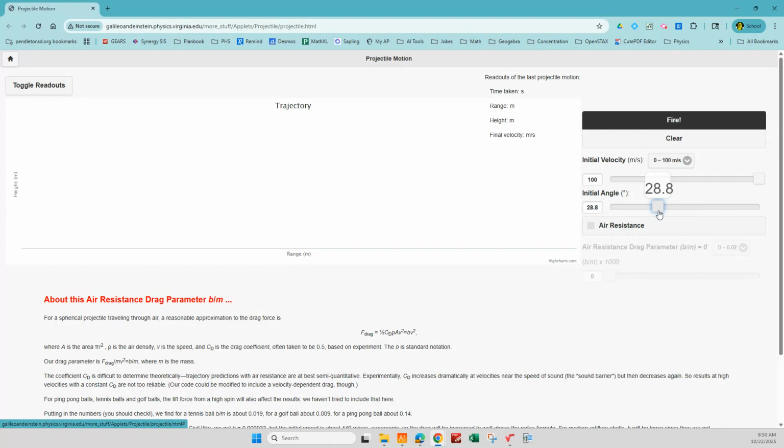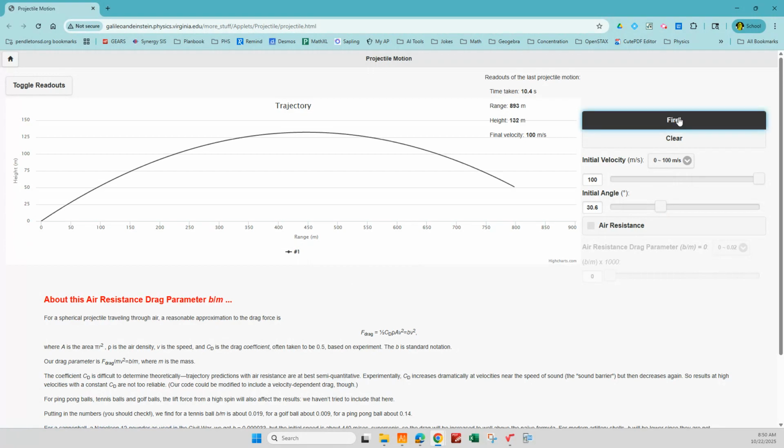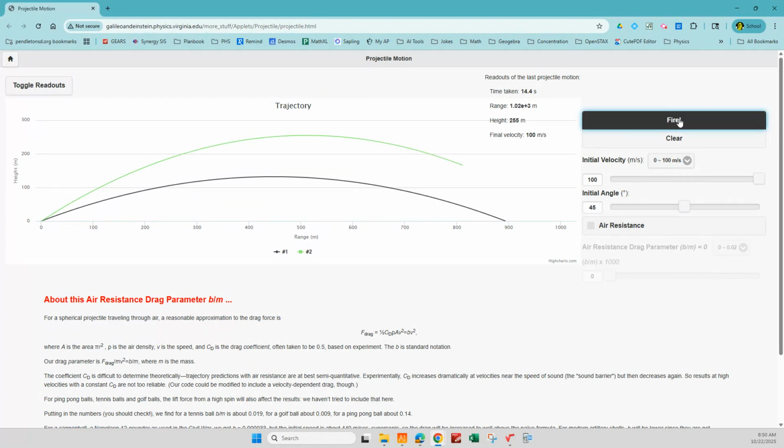And if I let my angle be like 30, let's see what happens. If I fire this thing, that's the trajectory, okay? What if we move this up to 45? That would give us the maximum range. And we can go out there quite a ways, over a kilometer. Okay, if we fire this at a 45-degree angle with 100 meters per second initial velocity, what do you think is going to happen if I do include air resistance? Not go as far.